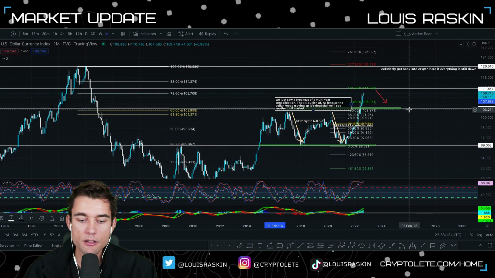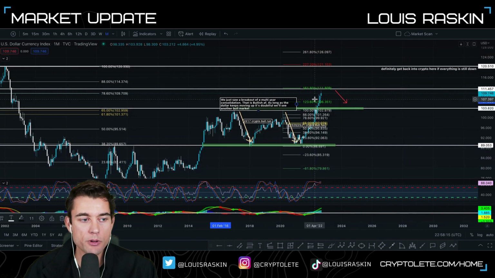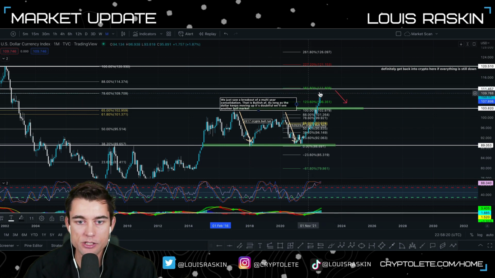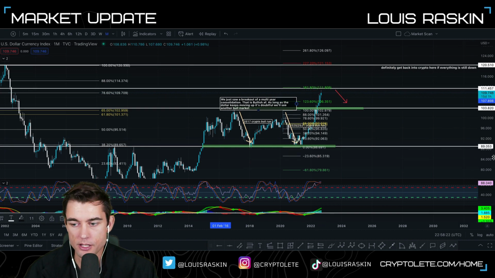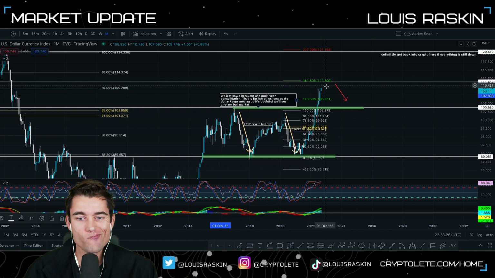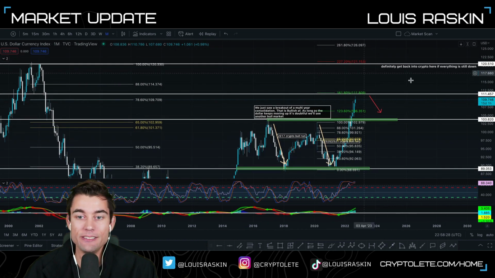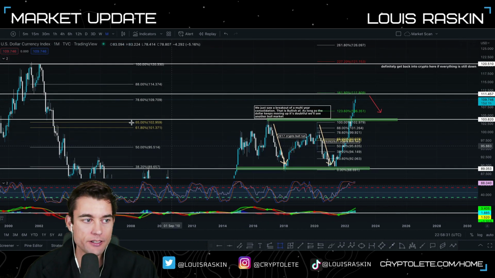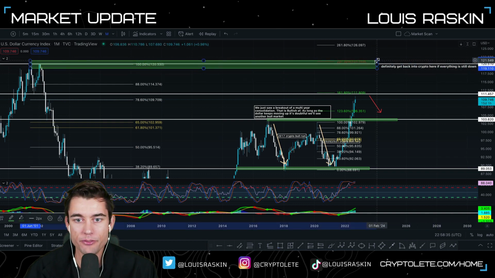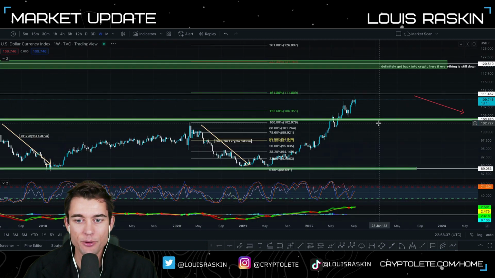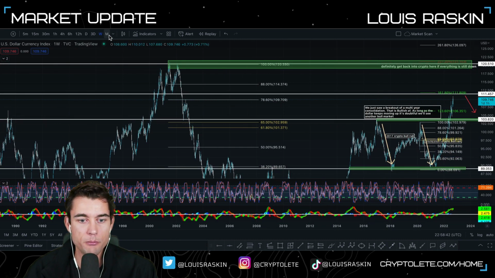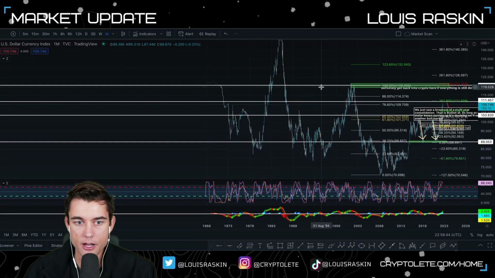My thought process is that we're going to come up to 111, which is the 161.8% retracement, or I guess expansion. But even that, this right here is the main level for the dollar. I don't see it slowing down. I really don't see it slowing down anytime soon. Let's go to the monthly chart. Check the monthly chart out.